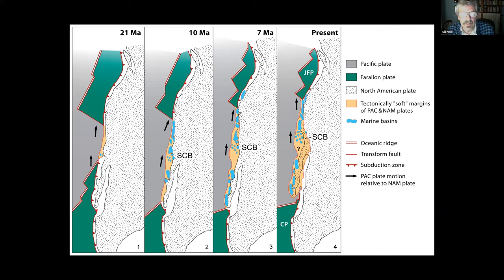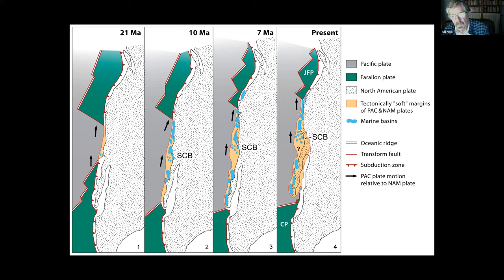Now, what has happened in time is the plate margin has moved inland, and progressively parts of North America have been transferred to the Pacific Plate in that process. And once it's part of the Pacific Plate, it is part of that plate motion moving northwest toward Alaska. So this is showing the development at 21, 10, 7, and 5 million years ago of the area being transferred to the Pacific Plate.